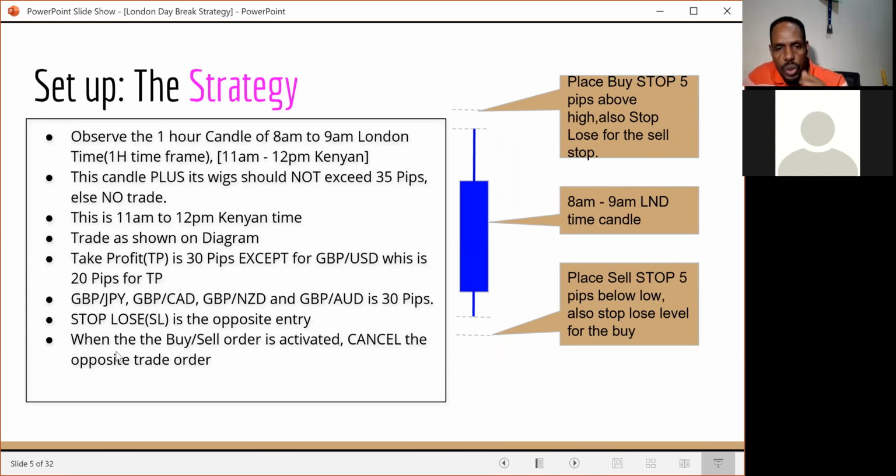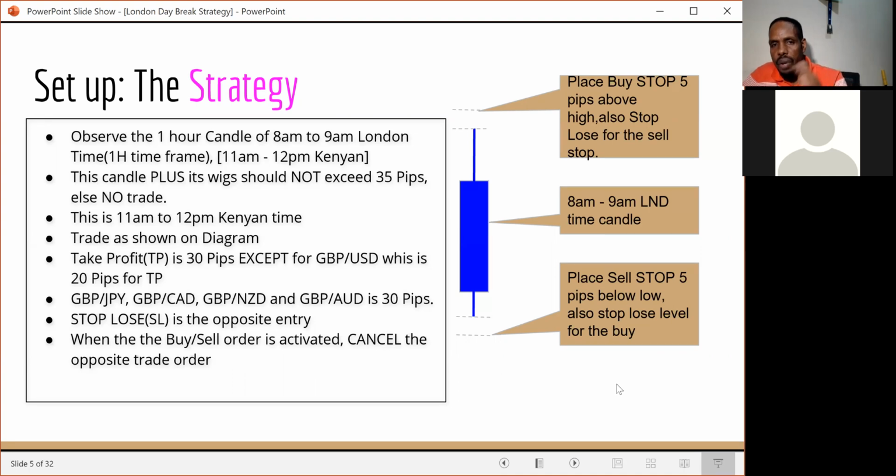Now, the other thing that you do is that when the buy or the sell order is activated, you cancel the other trade. All right. So basically, that's the strategy. I've completed the strategy. Anything else, unless you have a question, probably if you have not understood, you can still review, and I'll be sending you this particular PDF so that you can have a look at it.